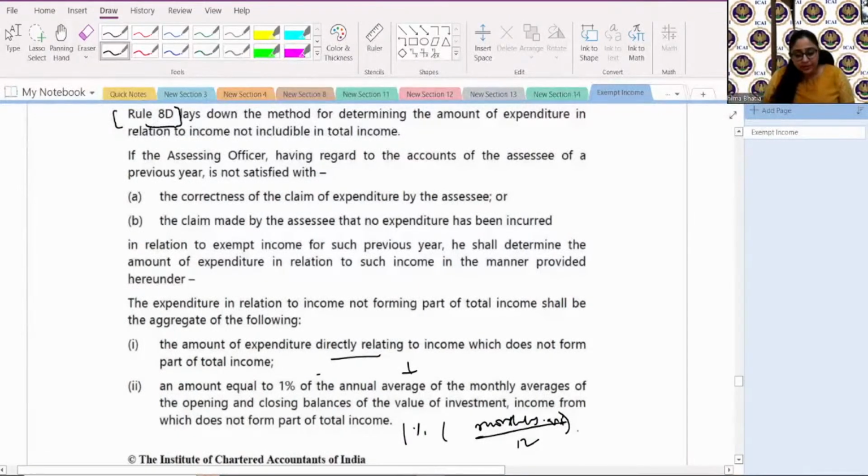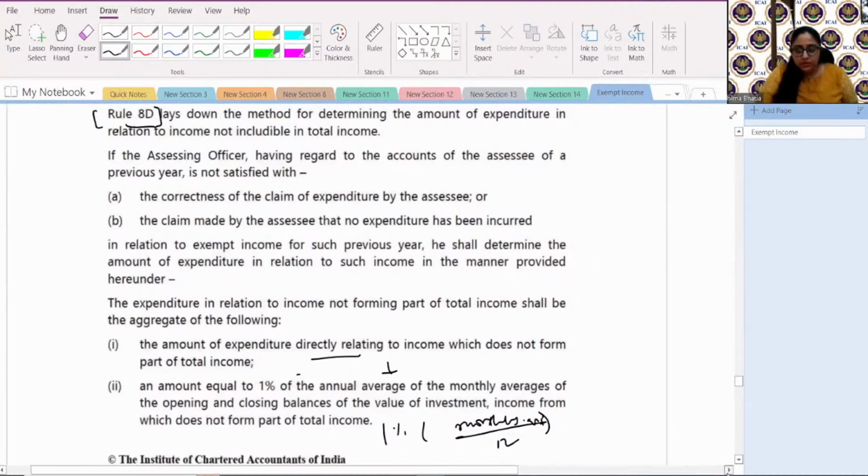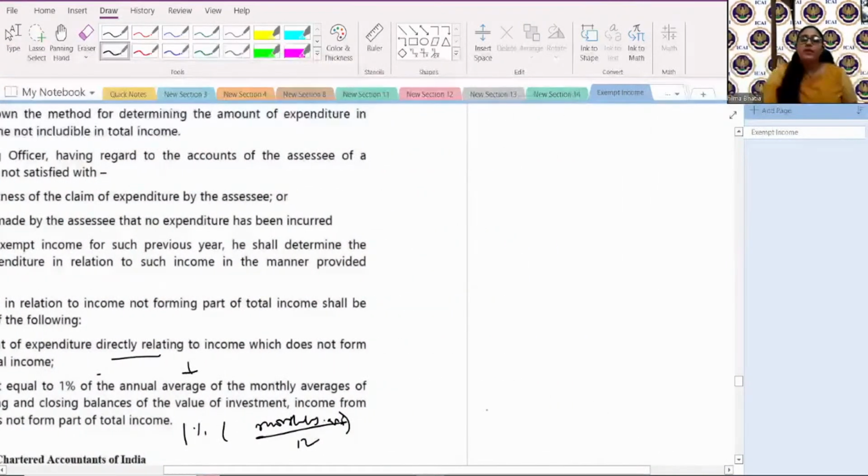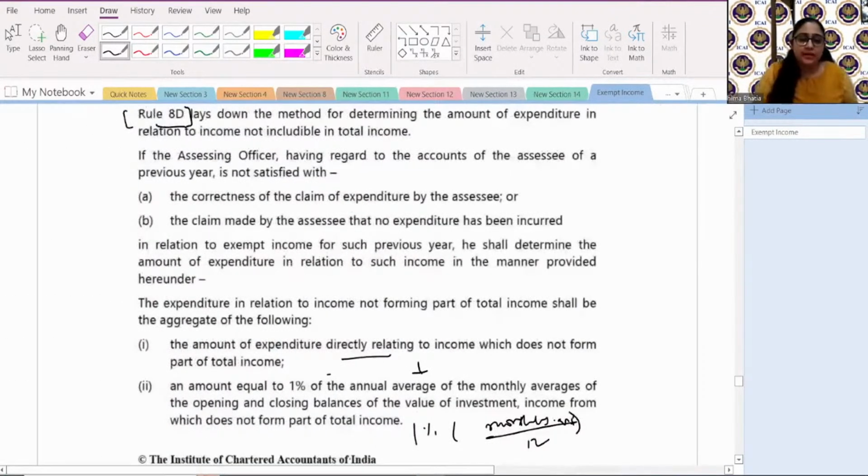Now, this is very difficult for you to understand right now because there is no question to give it for. But remember, any expenditure which is there in direct relation to exempt income would be disallowed. Also, investment ka 1%.